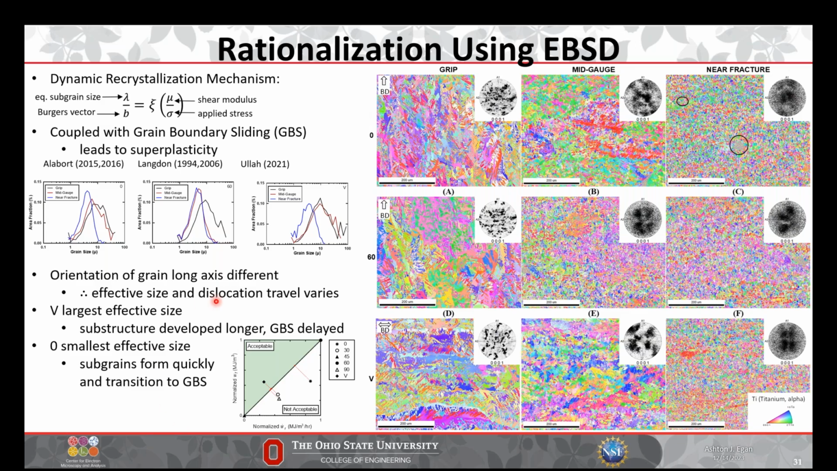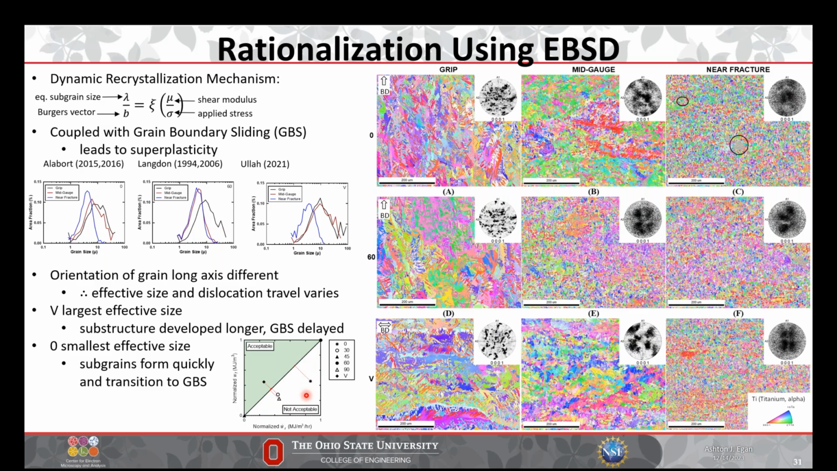So that's basically what we determined just by looking at the EBSD maps, that the orientation of the long axis of these grains and the way that affects the effective equilibrium subgrain size is kind of the root cause for why the vertical sample is able to basically absorb more energy, take in more deformation, and delay the rupture, leading to a lower minimum creep rate than the other two samples. And that's why it's acceptable, but 0 and 60 are not really acceptable, right?